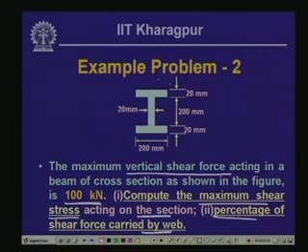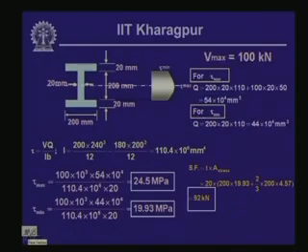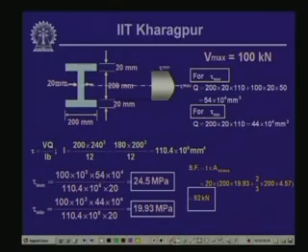Now, the cross section is an I section, and this is a symmetrical one. So, the position of the neutral axis will divide the section into two equal halves. This is the position of the neutral axis. The maximum value of the shear stress, as we have seen, will be acting at the neutral axis location. So, we have to compute that value of the maximum shearing stress first. If we would like to compute that, we can do it in this form.